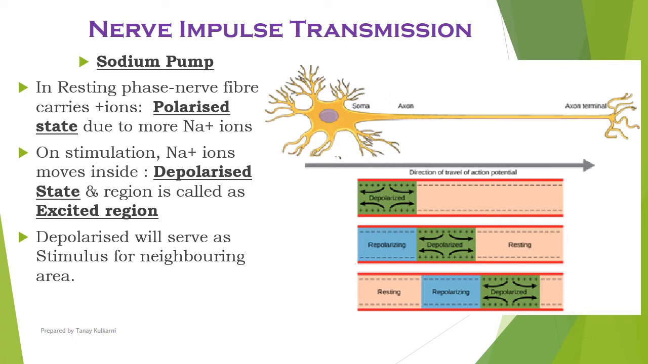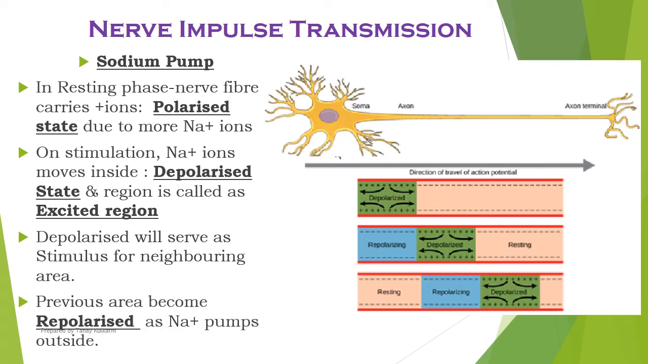Now look at the second row. You will see that the green color boxes slightly move ahead, and once the green color box moves ahead, what will happen in the earlier part? Look at the blue color box. Again negatively charged ions come in, and positively charged sodium ions went outside. So this will cause repolarization, correct? If I want to summarize this nerve impulse, first the axon is always in polarized state. On receiving a stimulus, it will become depolarized, and once the impulse moves forward, it will become repolarized.